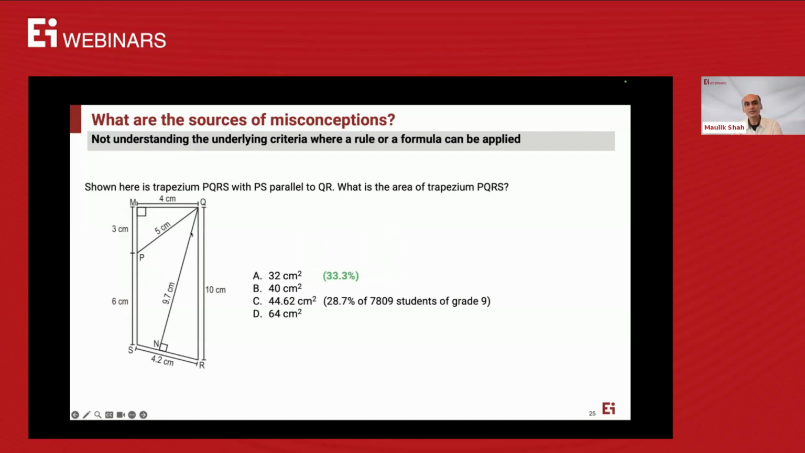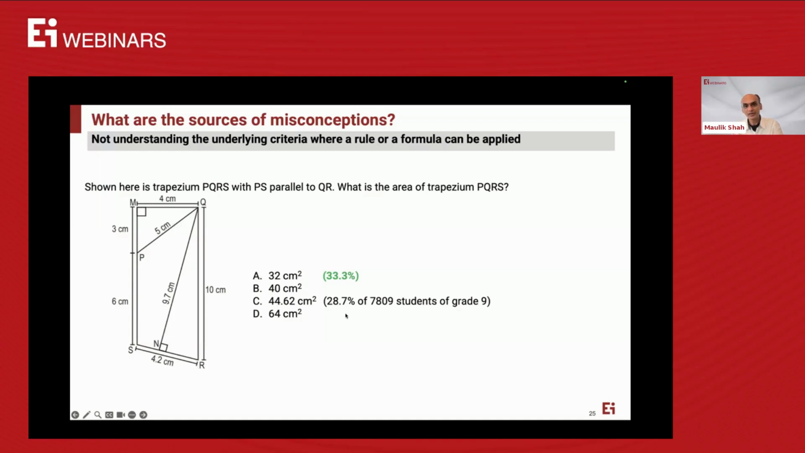Students answer in this case, area of trapezium as 44.62, by putting side lengths of PQ and SR and taking altitude on them. Now these are non-parallel sides, and altitude on them is on non-parallel sides. The formula demands them to substitute for lengths of parallel sides, which is PS and QR, and altitude on them is QM. Only 1/3 of the grade 8 students could do that right.